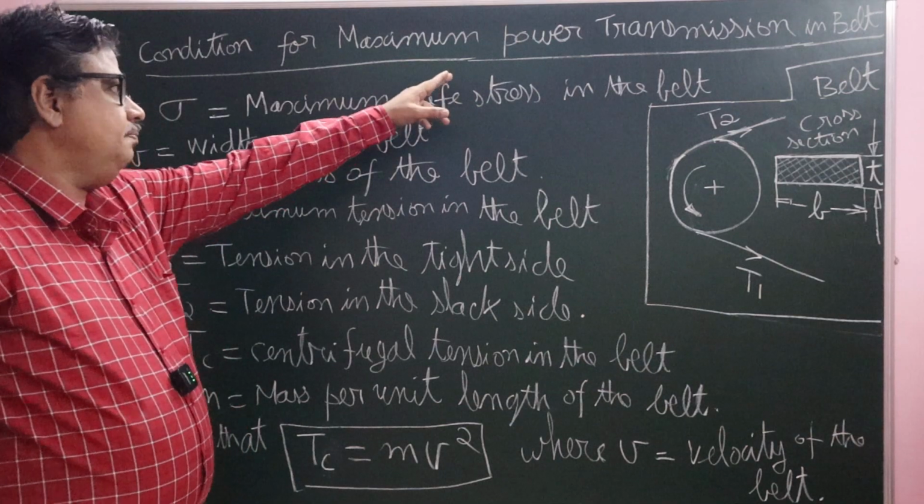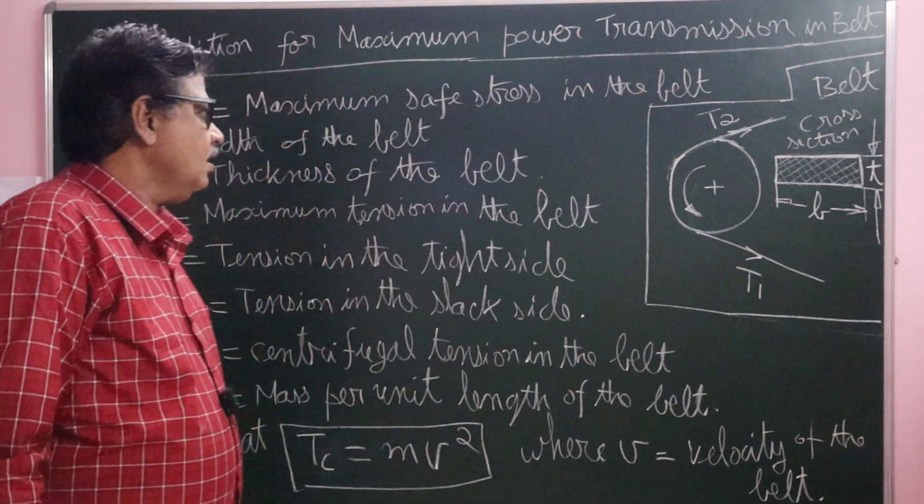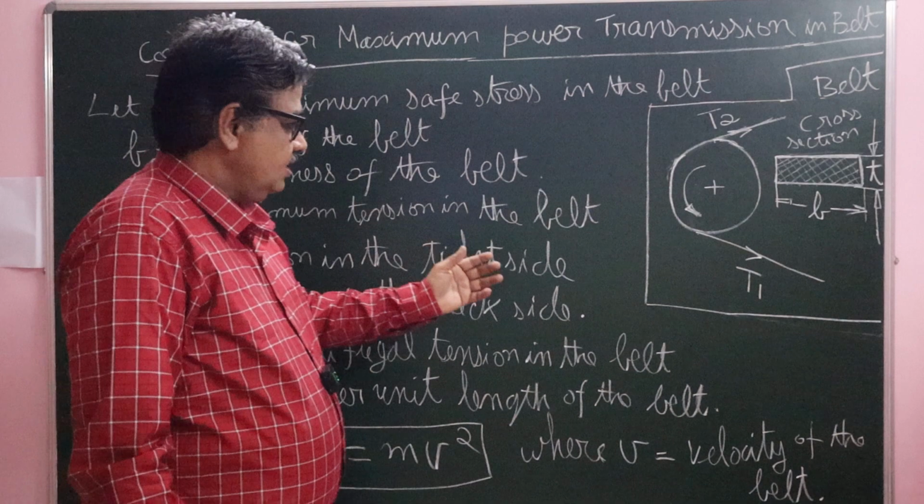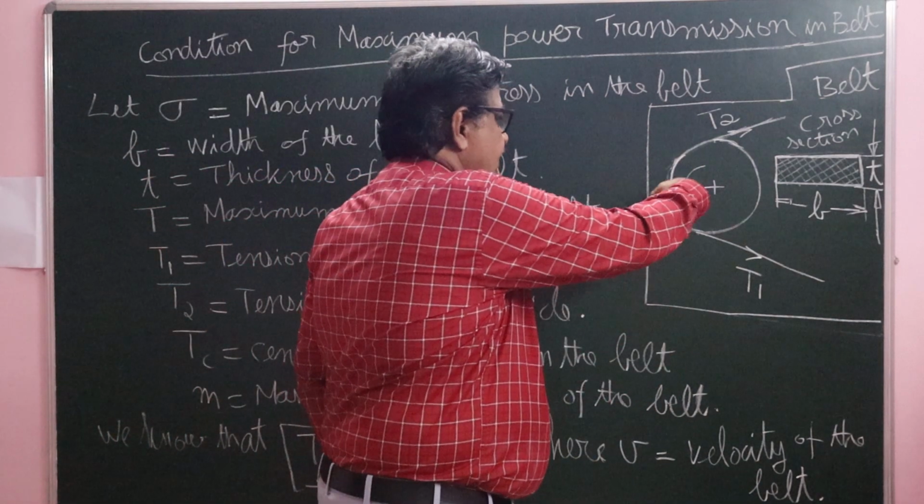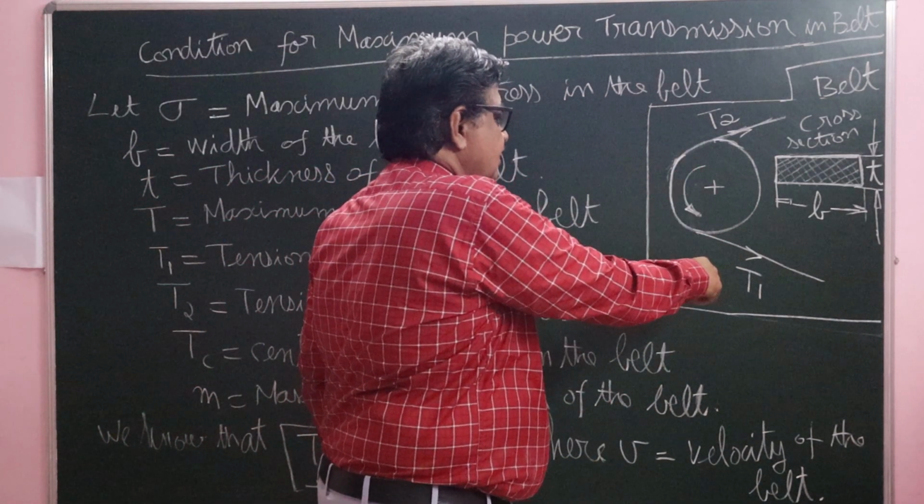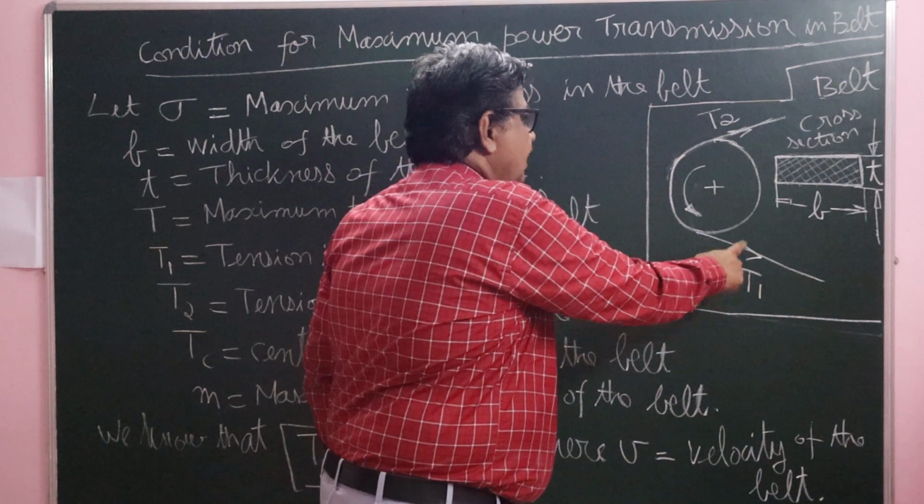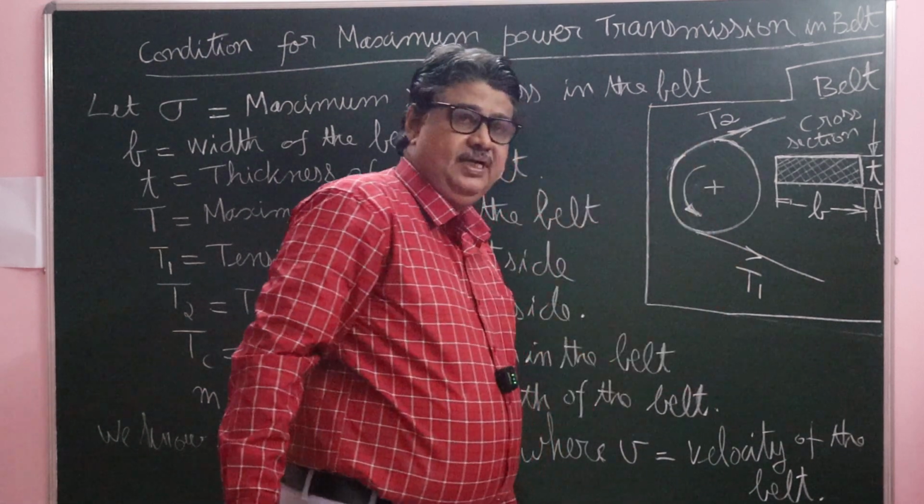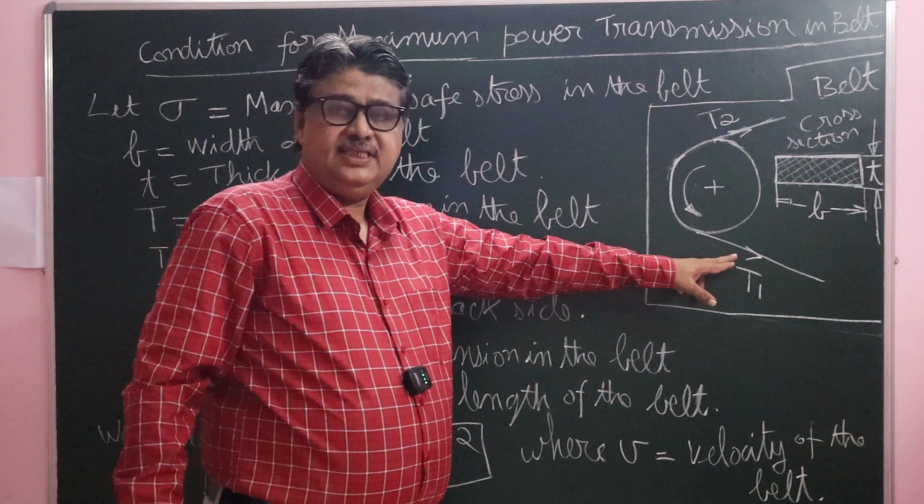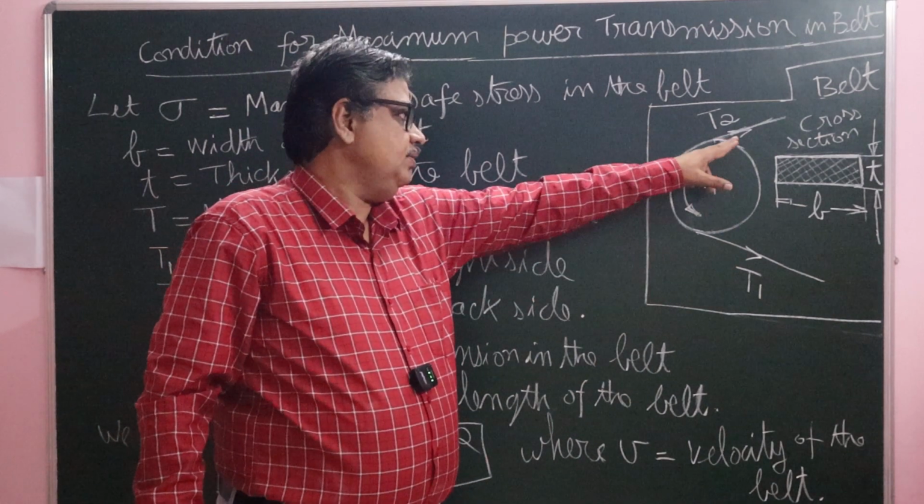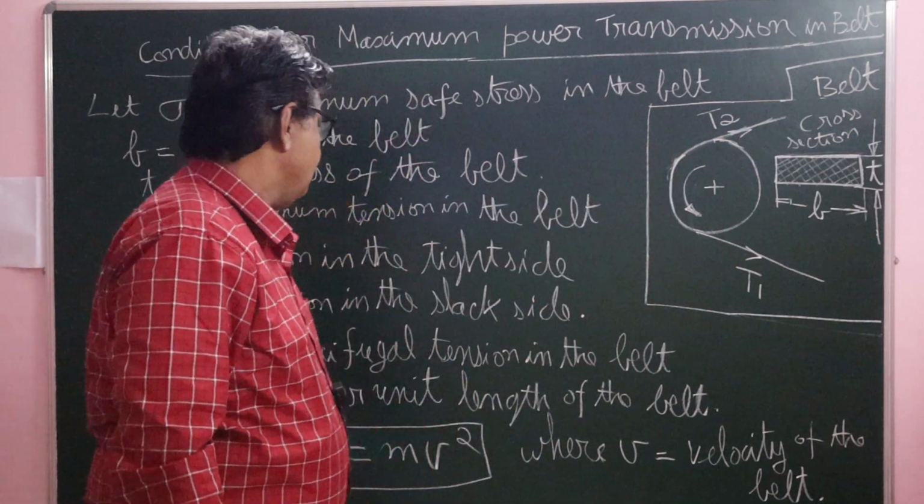Condition for maximum power transmission in the belt drives. Here, consider the belt drive. This is a driven pulley, and it rotates in this direction. This is the tight side of the belt and this is the slack side of the belt. T1 is the tension in the tight side of the belt. T2 is the tension in the slack side of the belt.